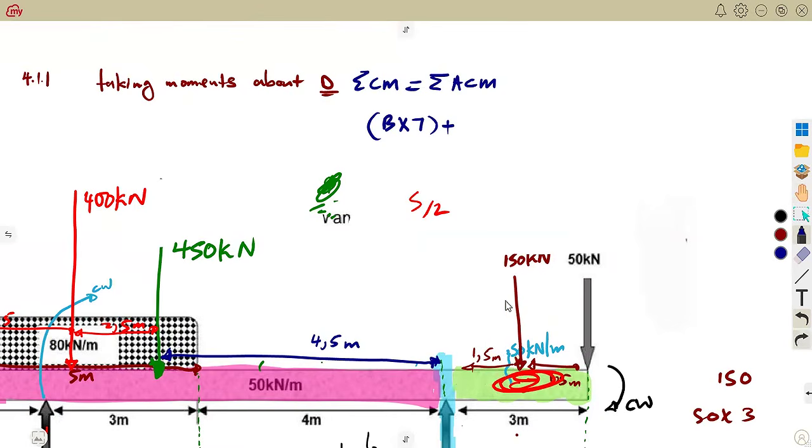If you have 150, guys, if you have this one, just multiply force times distance. Already, it's a point load that you have there. It's a force. So just force times distance. So that's 150 times the distance back to D, which is 1,5.